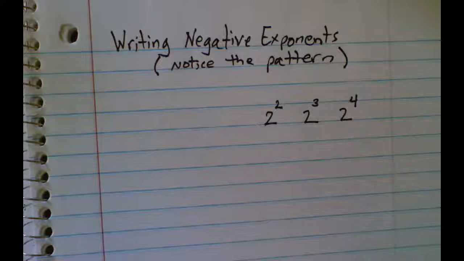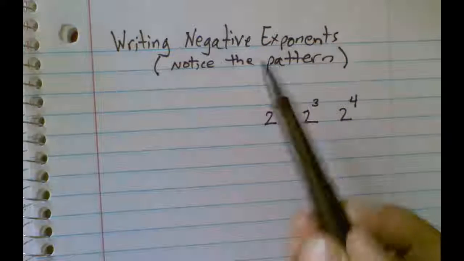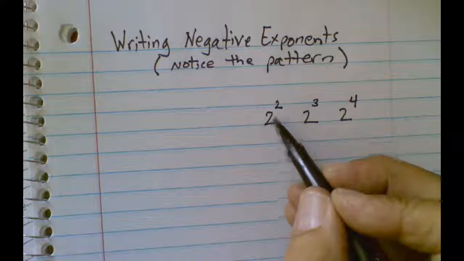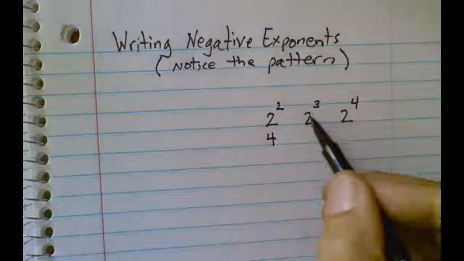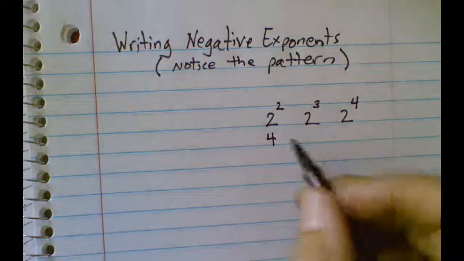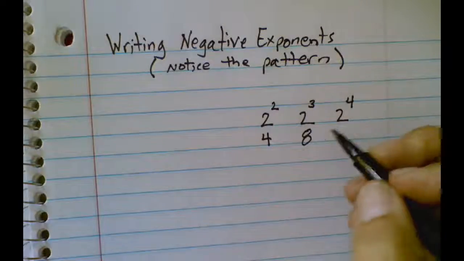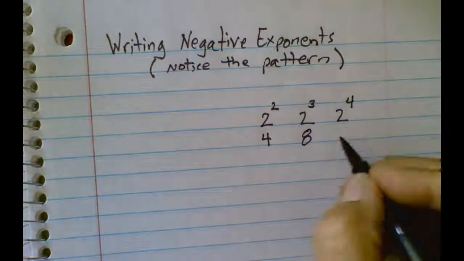Okay, so in this video, what we're trying to do is show a pattern for where negative exponents come from. So I've got written here 2 to the second power, 2 squared, and we know that's 4. And 2 to the third power, well, that's just 4 times 2 again, it's 1 more. So if I multiply 4 by 2, I get 8. And 2 to the fourth is just 2 to the third times 2. It's just 8 doubled, which is 16.